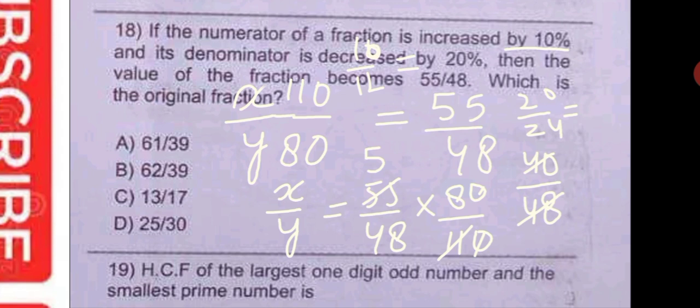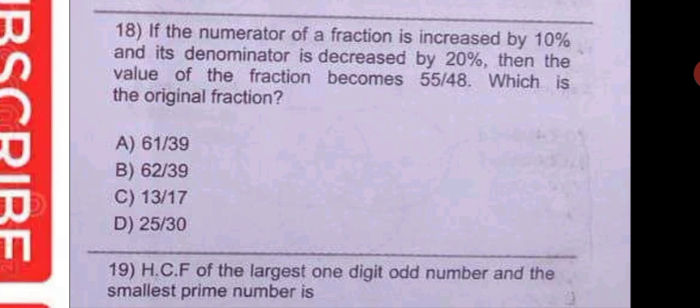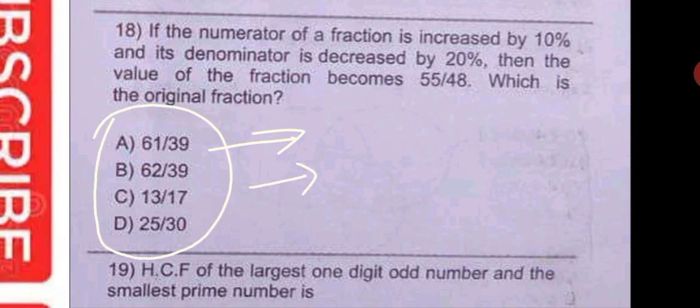10 divided by 12 is 5 divided by 6, but there is no option of 5 divided by 6, so I guess I have done it incorrectly, or the options are not right. So the probability is that I have done it incorrectly. So let us see what is the accurate answer. I didn't get any of these options. I got 5 divided by 6 as the answer.